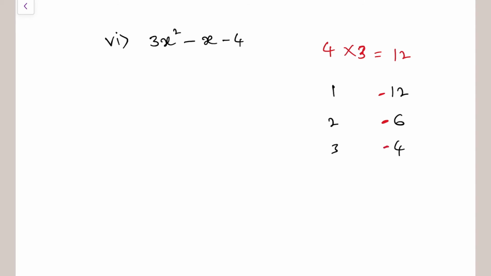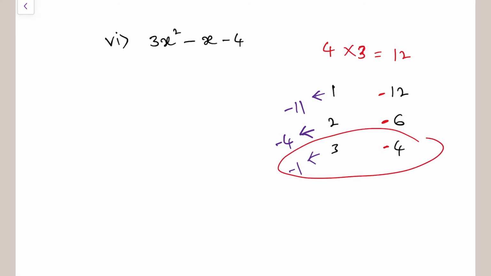Now if we check the calculation part, 1 minus 12 is minus 11, 2 minus 6 is minus 4, 3 minus 4 is minus 1. Here for the middle term, for x nothing is there, which means 1. So the x coefficient is minus 1. So here minus 1 is there. This third pair is the correct pair.